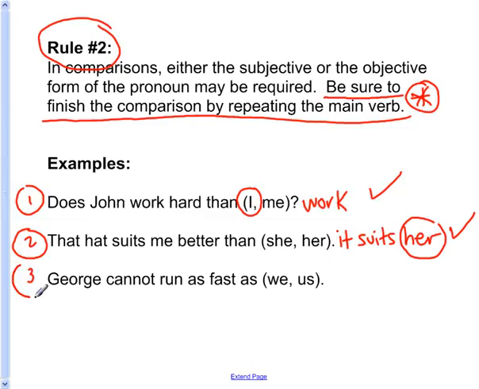Let's look at the third example. George cannot run as fast as we, or George cannot run as fast as us. To finish off the comparison with the verb, George cannot run as fast as we run. Okay, so you see how clear and easy it is to figure out with your ear when you finish off the comparison with the verb.